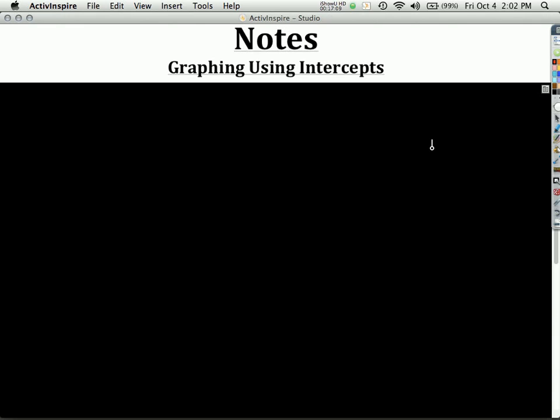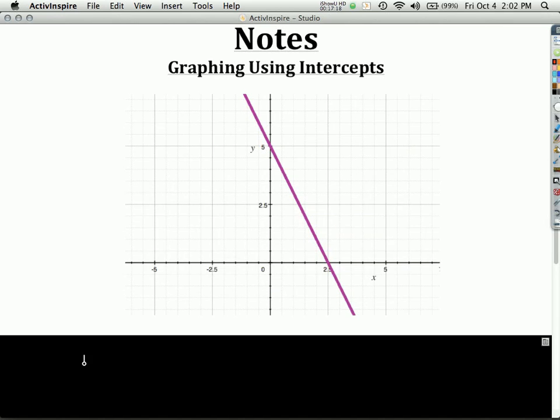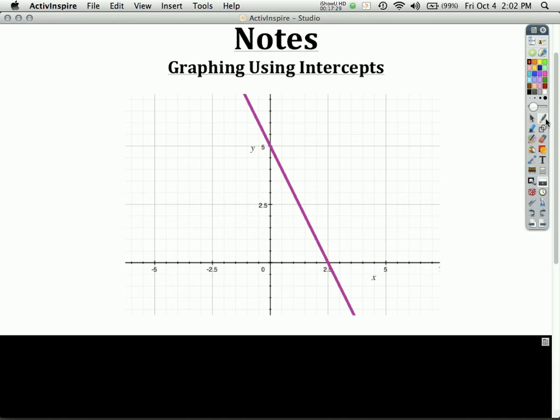So, first, before we can get into graphing using intercepts, we have to have an understanding of what an intercept is. To do that, I have a graph that I'm giving you, and I'm going to add some information to the graph, and that's where we're going to get our understanding of intercepts. So an intercept is the location on a graph where it crosses each axis.